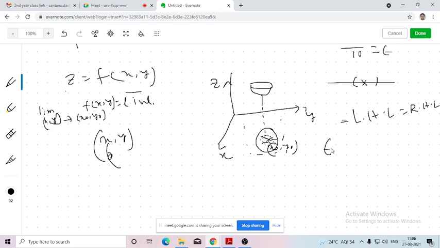We need to use the epsilon delta method. So I'll discuss this method if I get time. But the method that you have studied in first semester, that means the path dependent or independent method, by that we can actually prove the non-existence of the limit.